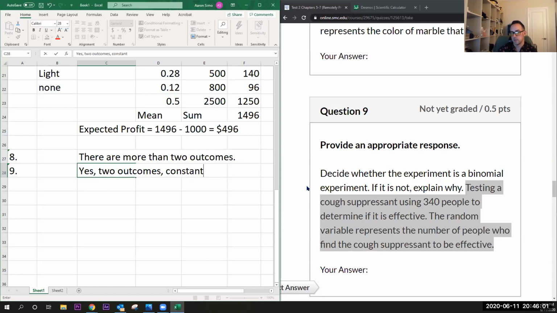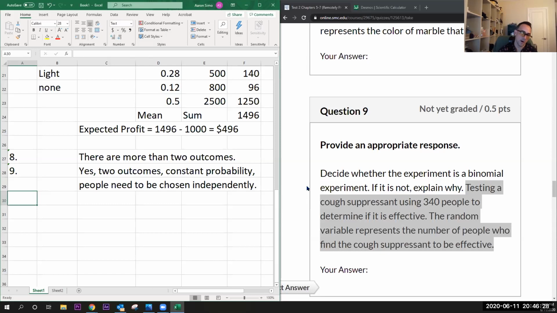Constant probability. Test needs to be people need to be chosen. Don't worry about saying this. I'm just saying that some of the requirements to be binomial, but it doesn't ask for that. It just says, is it binomial? Yes or no.